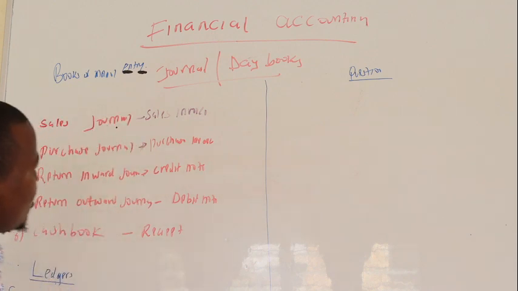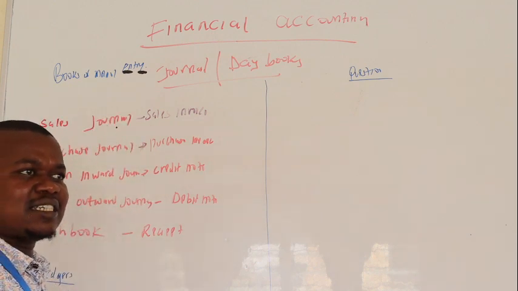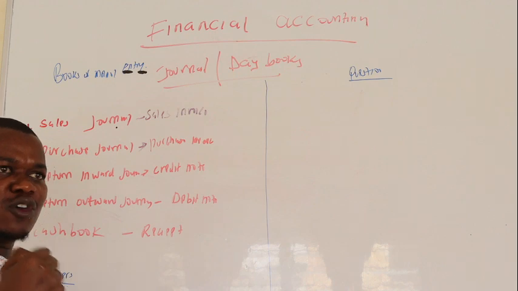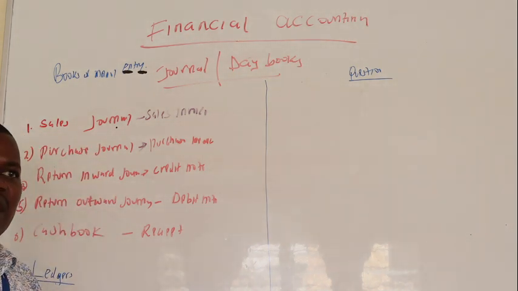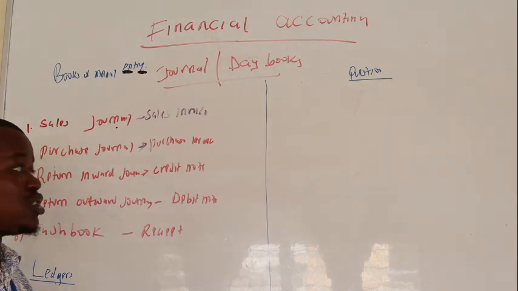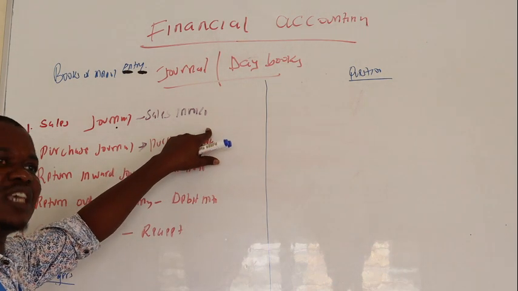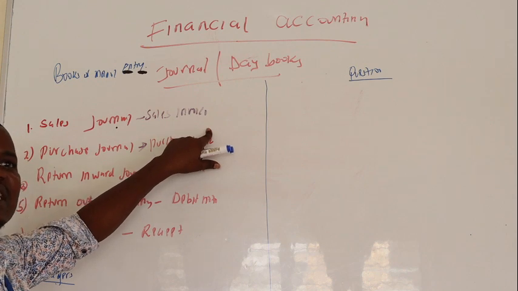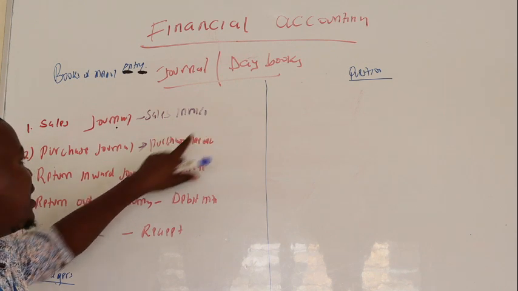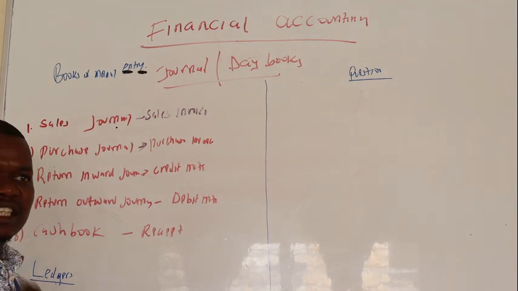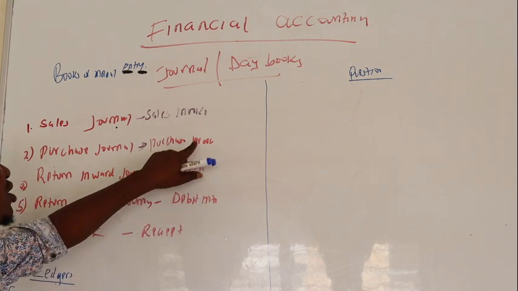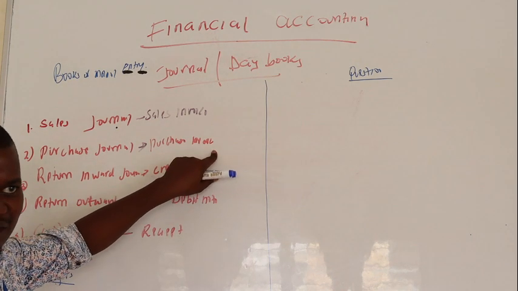So, in the journals, we have 5 types of journals. We have what we call the sales journal. The sales journal is used to record all the sales invoices. A sales invoice is a source document. We have what we call the purchase journal. The purchase journal is a book which records all the purchase invoices.